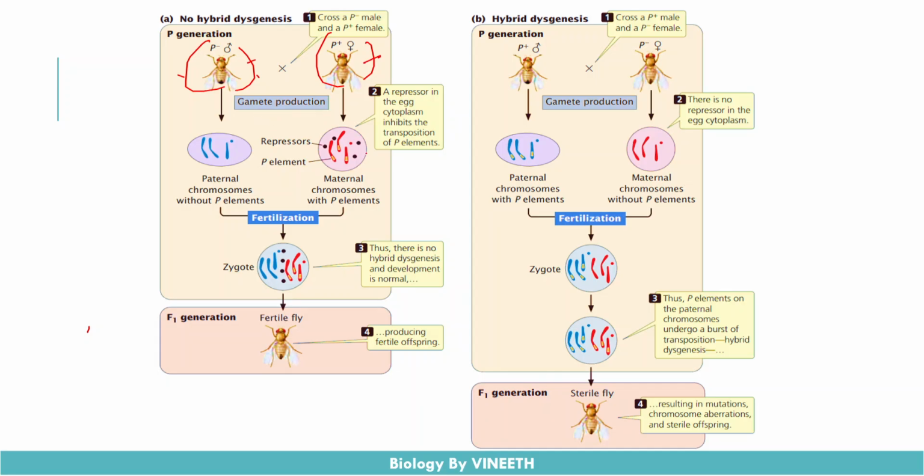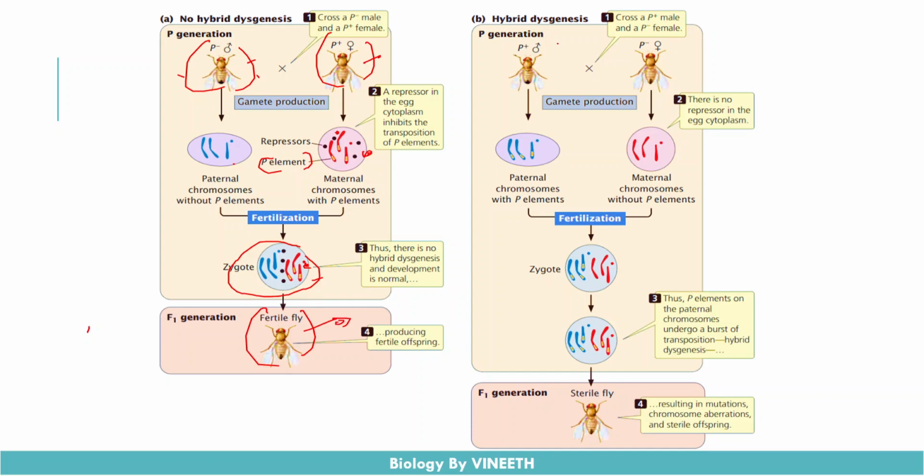the repressor molecules will be present in this female cytoplasm. Since the repressor molecules are present in the female egg cell, this repressor molecule will inhibit the P elements that are coming from the male strains. When they undergo fertilization, the repressor molecule will stay intact inside the zygote, and this repressor molecule will continuously inhibit the P element, so that your F1 generation fly will be in the fertile form.